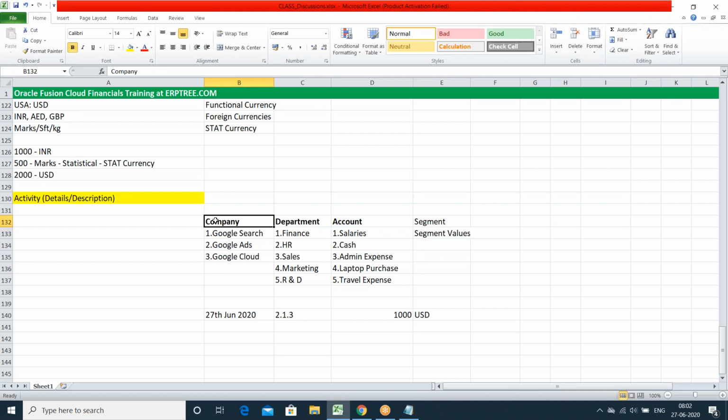As per the system, company we call the company segment. How many companies we have, we call company segment values. Department we call the department segment, and the departments we have, you call department segment values. Account segment values. So this is the terminology we use within the application.